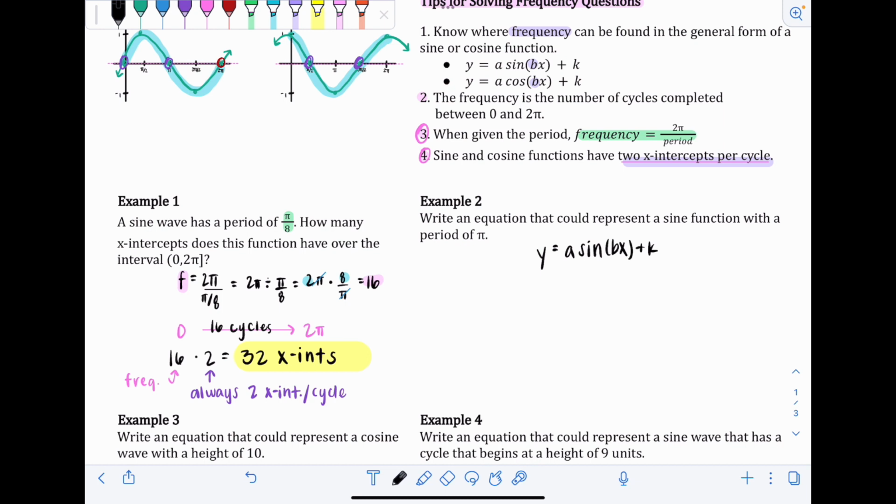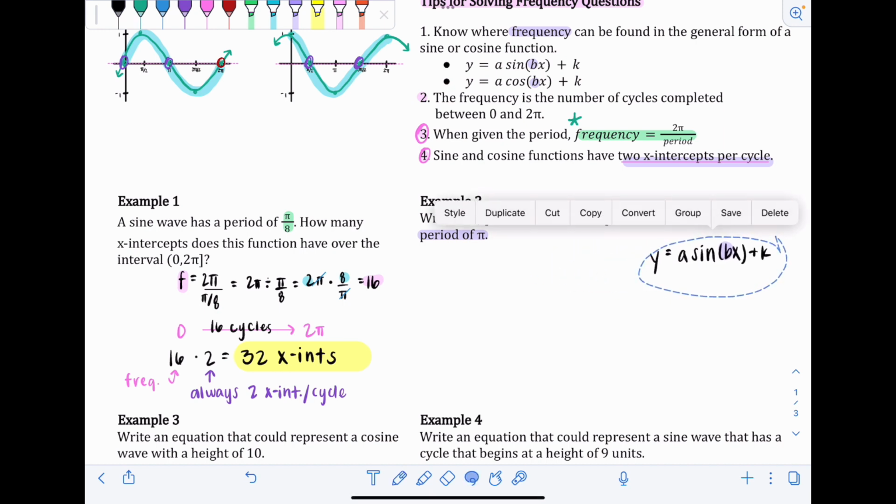So when we're writing functions, we have to identify what piece of information is going in for which letter into general form. So in this case, we're given that the period is pi, but we don't have a letter in general form for period, but we have one for frequency, which is b, and we know that period and frequency are related, and we can use this formula to go between the two. So if we're given the period, we have to use that formula to find the frequency, and then the frequency is what actually goes into our equation.